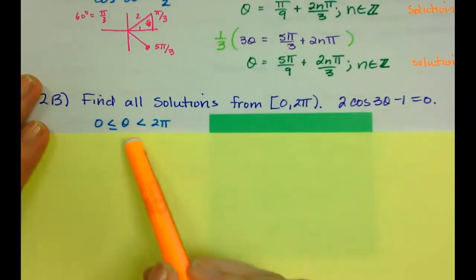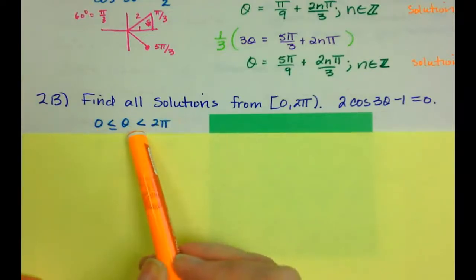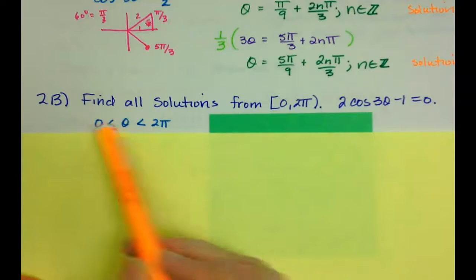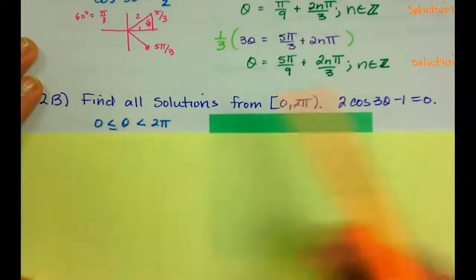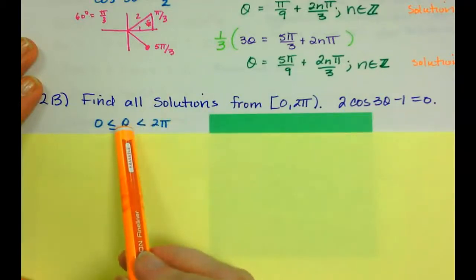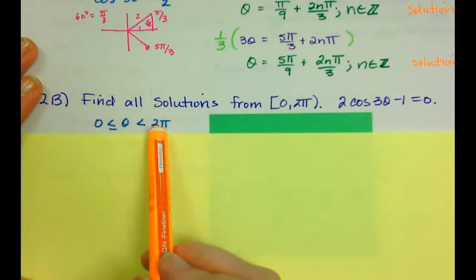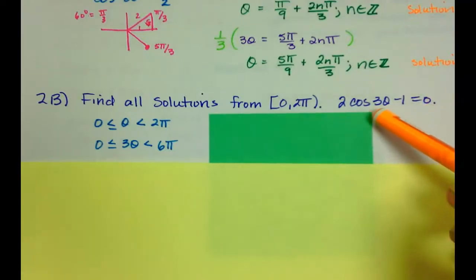And if you remember way back when you started learning about inequalities, when you had a compound inequality, if you multiplied the middle by something, you had to multiply the other parts of the inequality by the same thing. So I'm going to multiply theta by 3, because after all, that's what's in my equation. If I multiply this by 3, then I multiply this by 3, and I multiply this by 3. And so now I'm looking for angles that go from 0 less than or equal to 3 theta less than 6 pi.